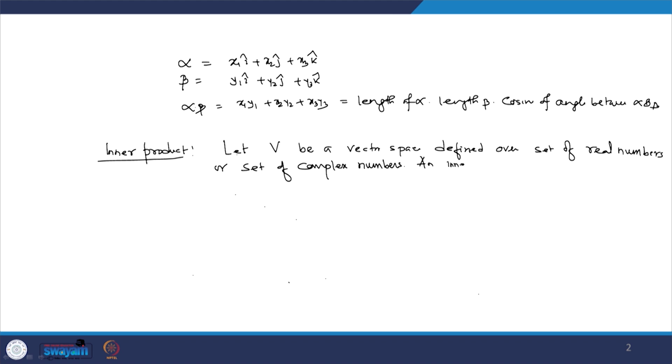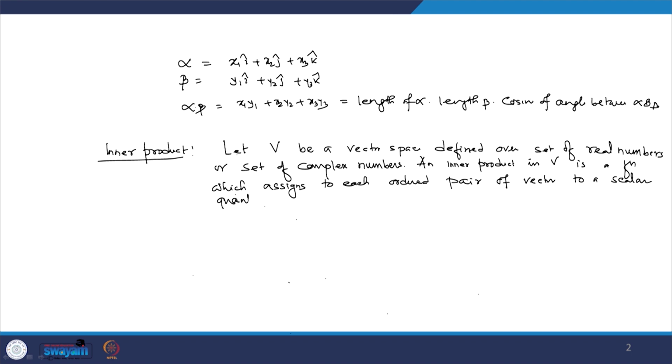An inner product in V is a function which assigns to each ordered pair of vectors a scalar quantity, called the inner product, such that, first, for alpha, beta, gamma belonging to V and C belonging to capital F. F is basically a field over which the vector space is defined. We have to consider F may be real numbers or may be complex numbers.